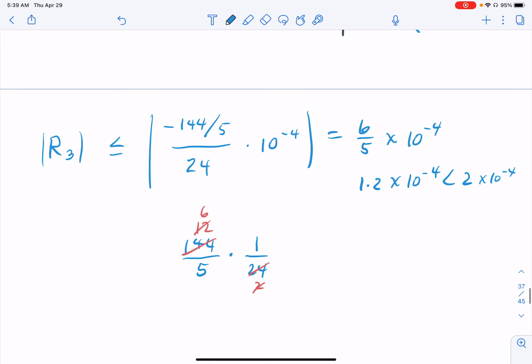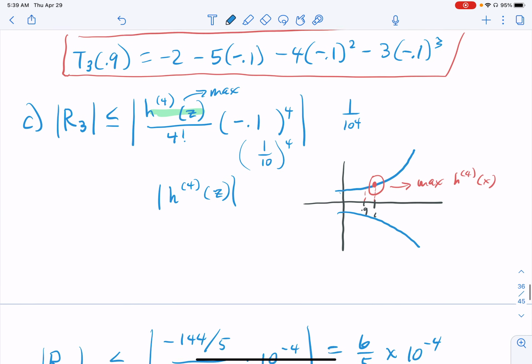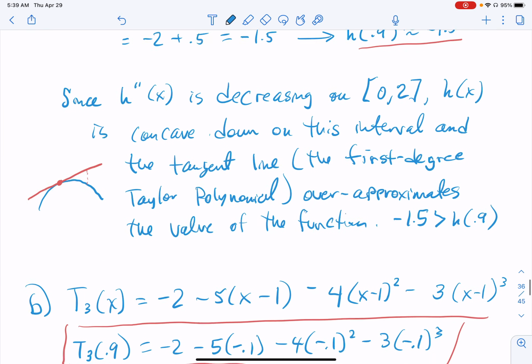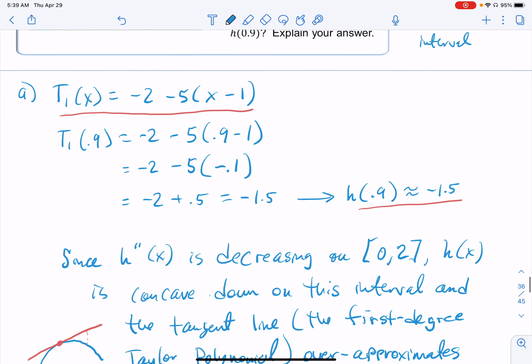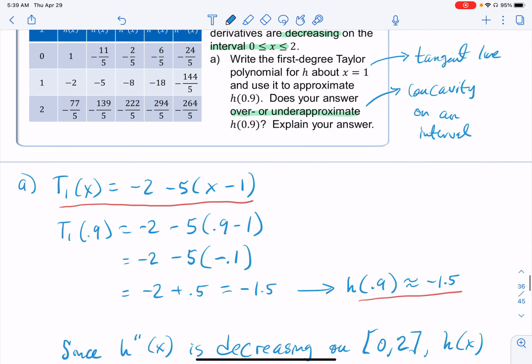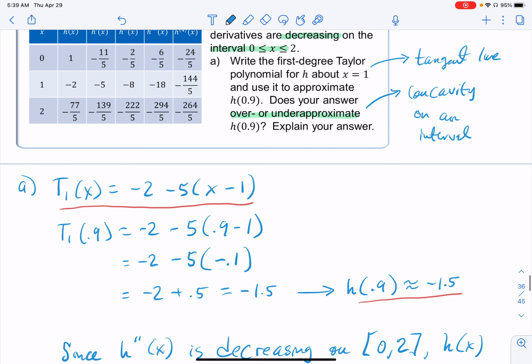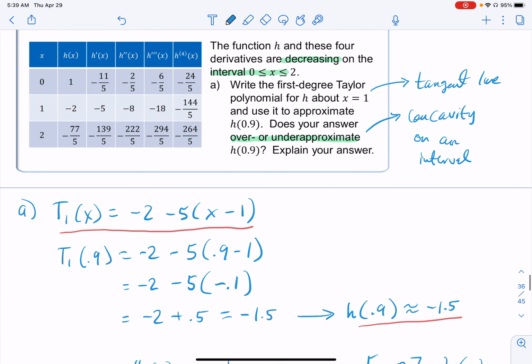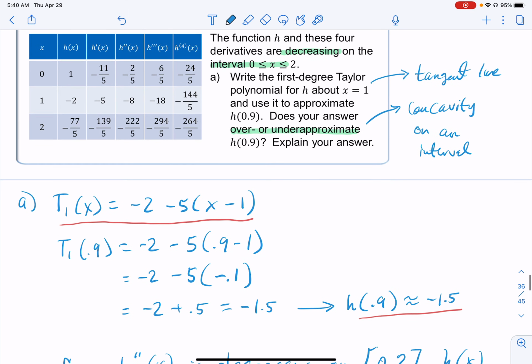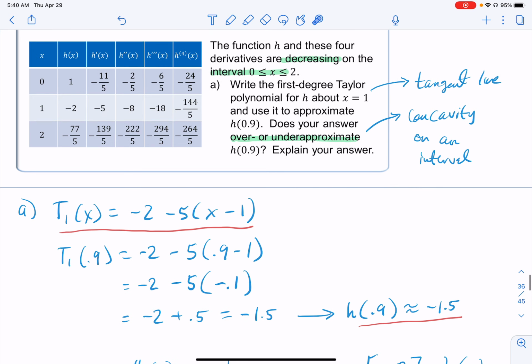Absolutely fantastic. All right, so that concludes the Lagrange error bound on this free response question where we had a first degree Taylor polynomial. We had a table of values, which made this problem rather unique. And it did say something about it being decreasing, so we had to make sure that we took that into account. It had to do with some concavity. And you know what? Let me take this opportunity to repeat the fact that concavity on an interval matters whenever we're doing this over or under approximating.